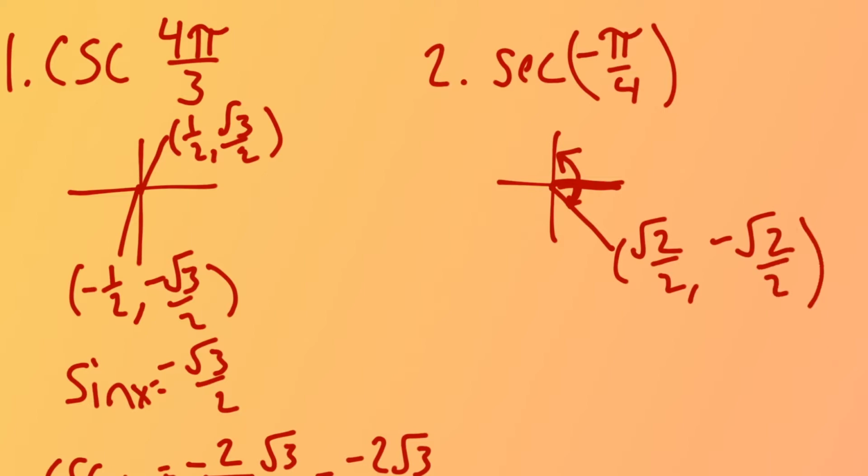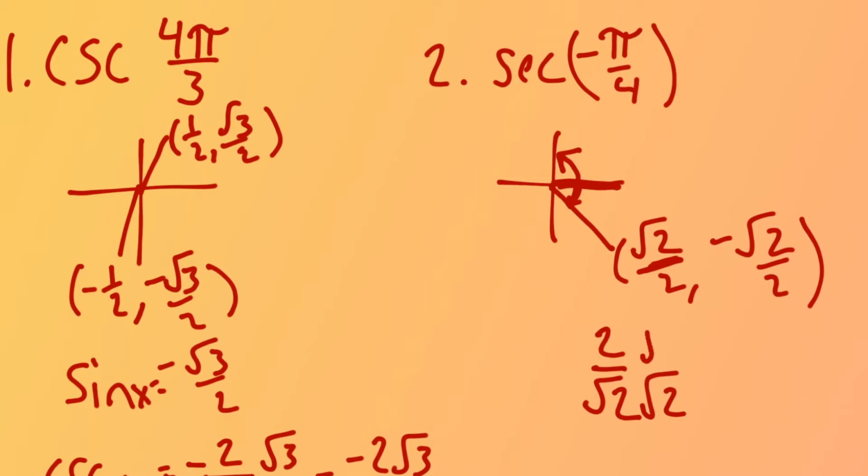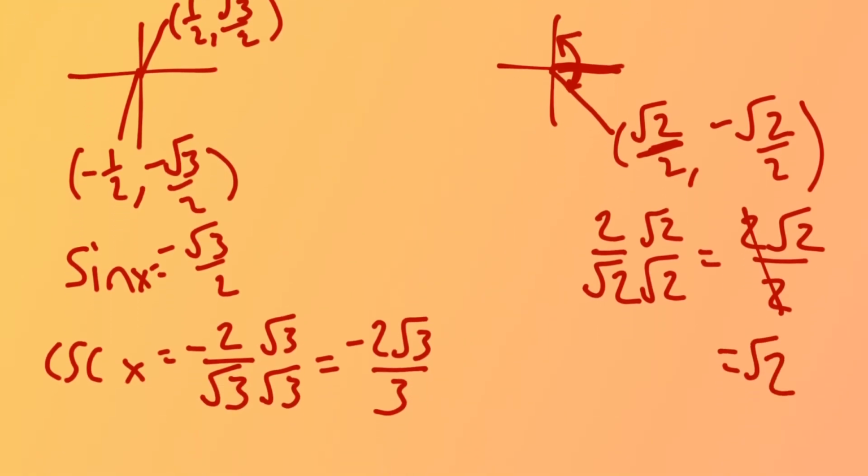Secant goes with cosine. If cosine is radical 2 over 2, because that's the x, then the secant is going to be 2 over radical 2. Whatever was in the denominator is now in the numerator. Numerator is now denominator. And again, we don't want a square root in the denominator, so we're going to have 2 radical 2 over 2. The 2's cancel. We're left with radical 2.